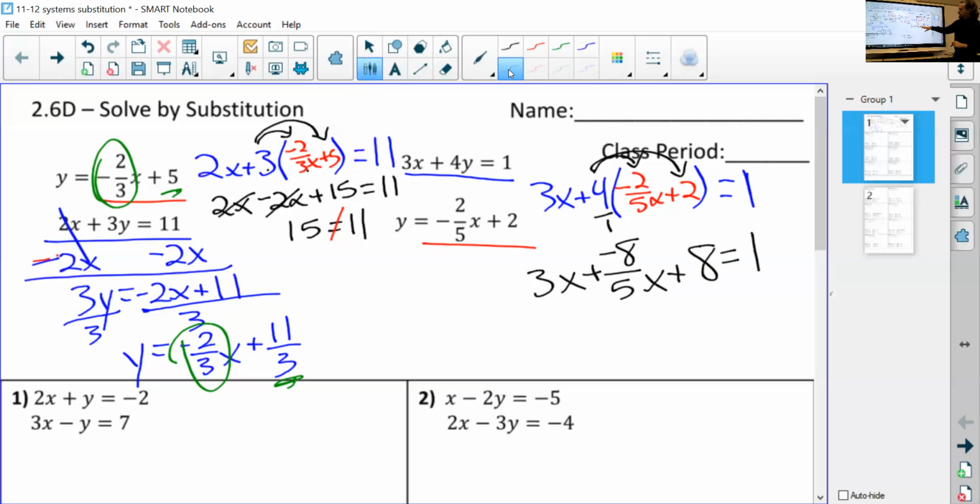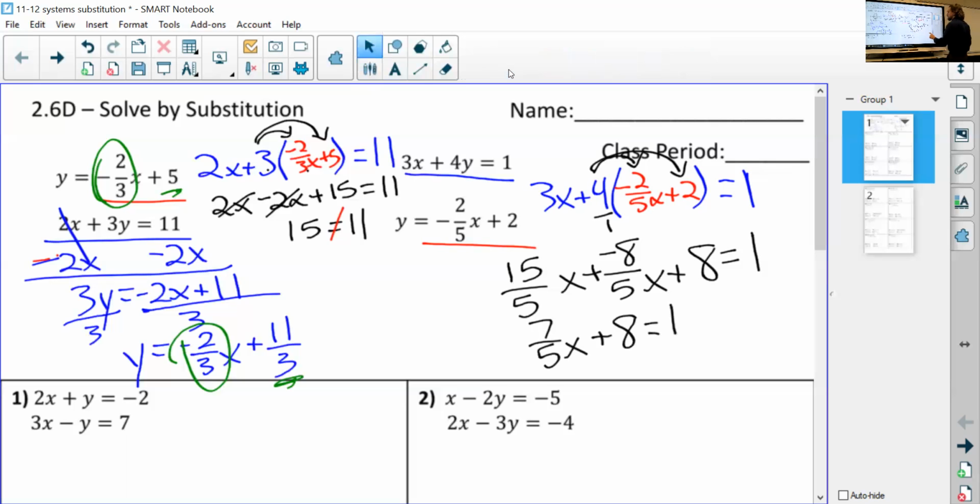Okay, so if I want to combine these two x's, and I don't want to change one of them to a decimal, if I rewrite 3 in terms of fifths, that would be 15 fifths. All right, 15 divided by 5 is 3. And then I can combine them. So 15 minus 8 is 7. So I have 7/5 x plus 8 equals 1.